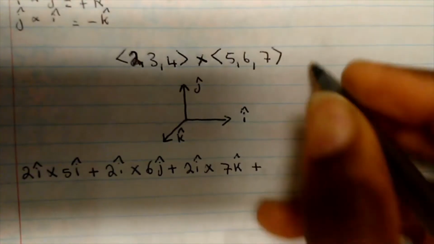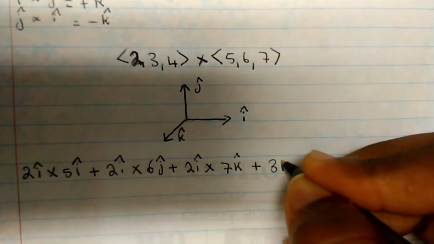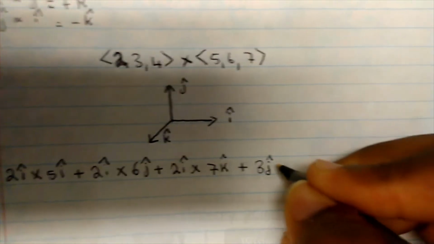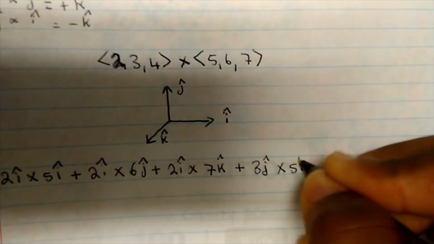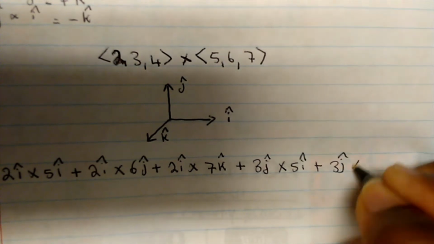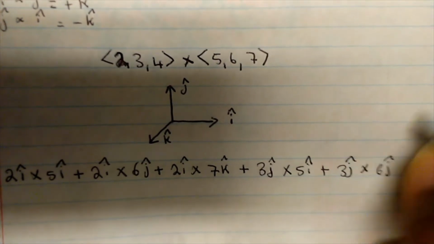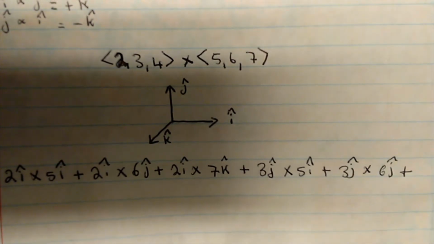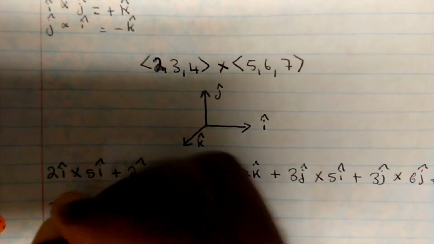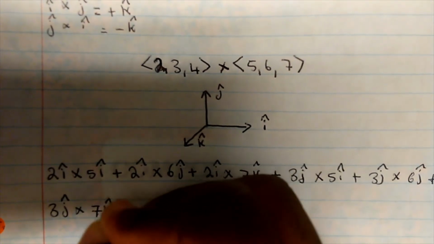Addition sign. Now I'm moving to 3 because I'm done with 2. So this becomes 3 j hat. So 3 j hat crossed into 5 i hat, plus 3 j hat crossed into 6 j hat, plus 3 j hat crossed into 7 k hat.